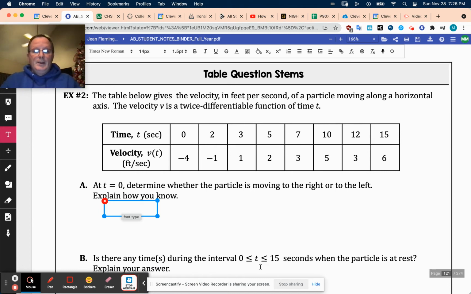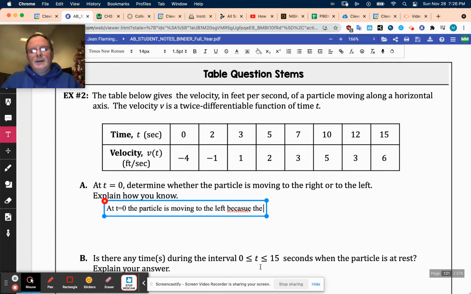So at t equals 0, the particle is moving to the left because the velocity at that moment is negative, sorry.